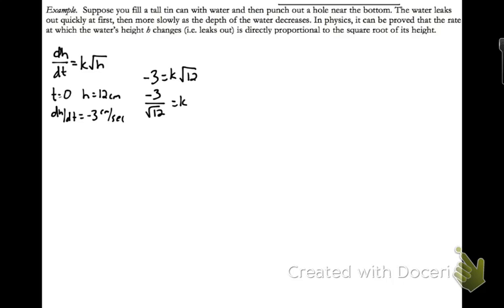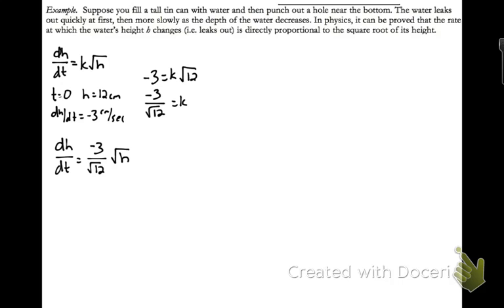Solve this equation to solve the actual differential equation. So recall that we just solved this, so we know that dH dt equals -3 over the square root of 12 times the square root of h. And we can solve this by separating the variables if we'd like. Some of you may already remember from a previous problem what we're going to get. I'll solve by separation of variables.